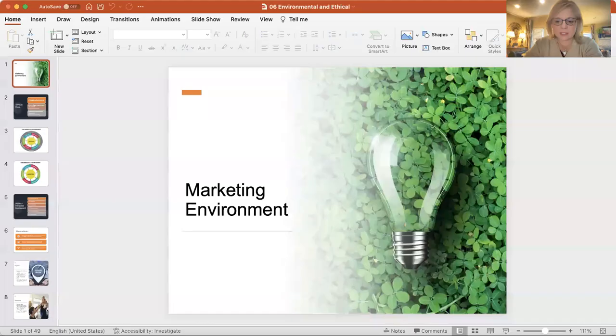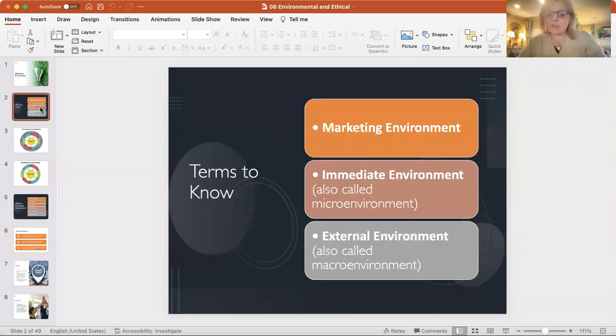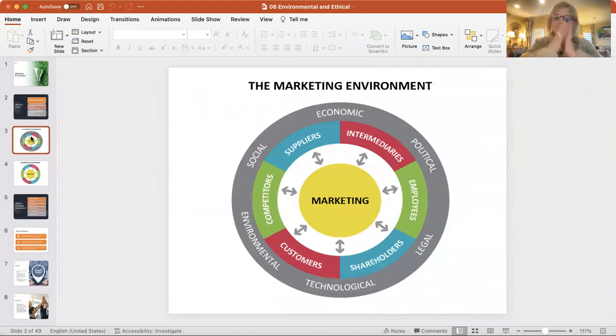So let's do the share screen again. Let's get to PowerPoint 6, which is going to be the marketing environment. So the marketing environment, here's a few terms that you'll want to know as we progress through this. The immediate environment, also called the micro environment, for those of you who have had economics, that may kind of ring a bell a little bit. And then the external environment, which is the macro environment. So here's the complete marketing environment. Of course, I like visuals, and for my visual learners out there, this will make a little bit of sense as we look through this and see all these parts and pieces and how they are playing together.